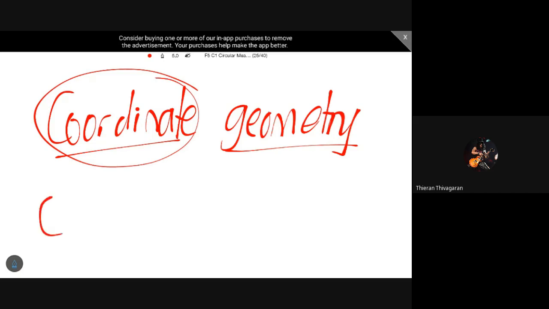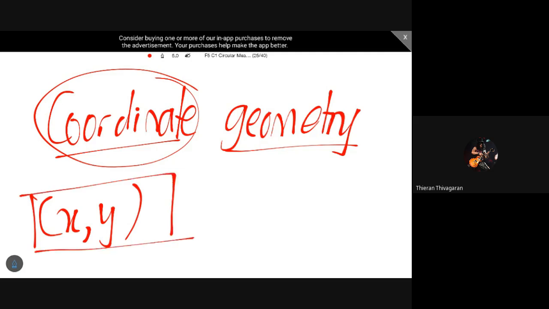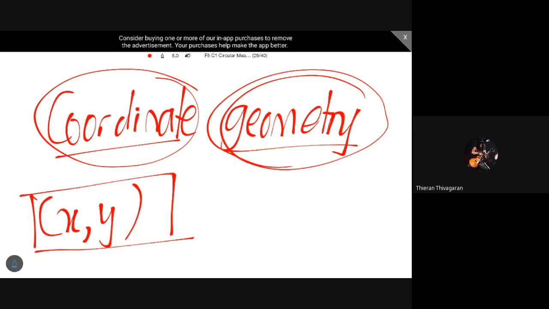Maksud coordinate, ada coordinate X, comma dengan coordinate Y macam ni. Ini cara kamu tulis coordinate kan in maths. Okay, how about geometry guys? Geometry merujuk kepada apa? Can you all tell me guys? Apa maksud geometry? Yes, correct. Shapes. Okay, geometry refers to shapes.